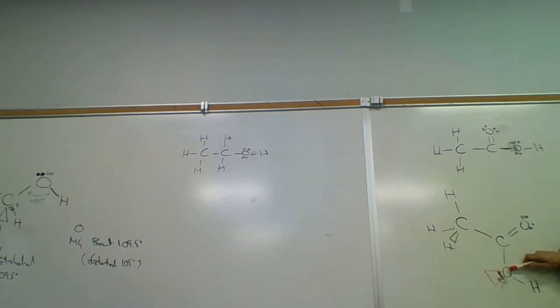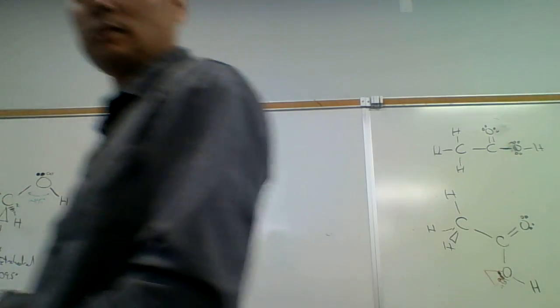Now, this COH angle should be 109, right? This angle should be 109 because it's tetrahedral. But we have 2 lone pairs. Those 2 lone pairs are going to compress this to about 105. And then we're out of time, so stop.